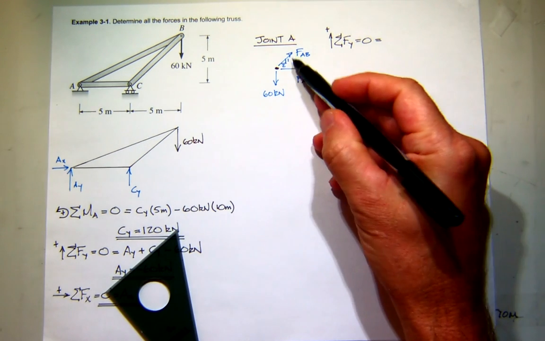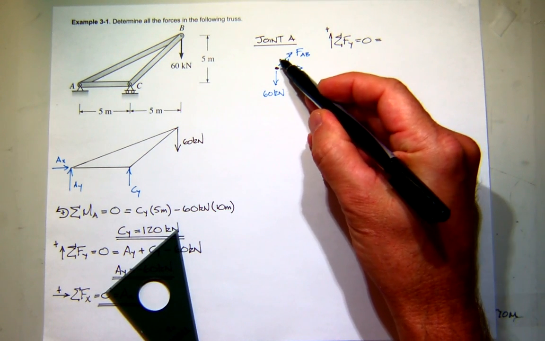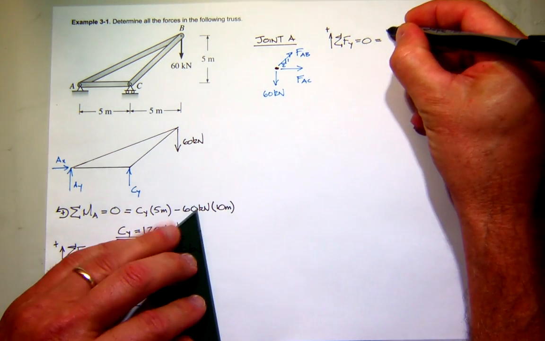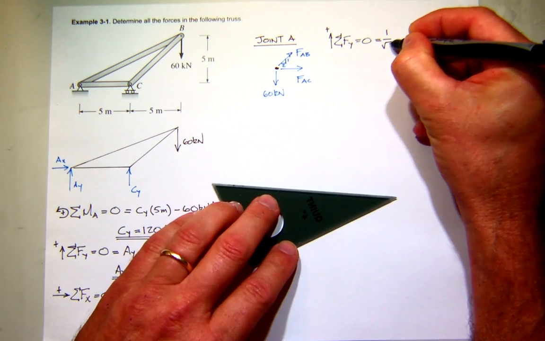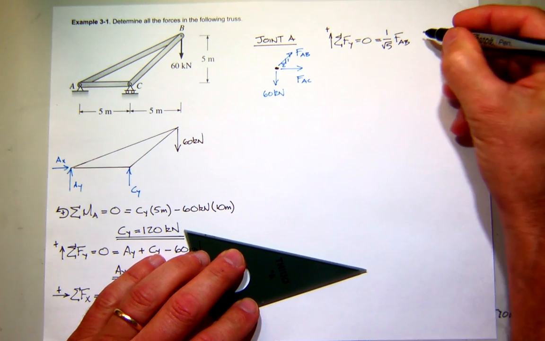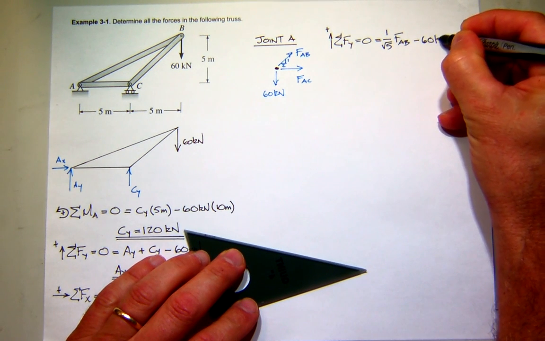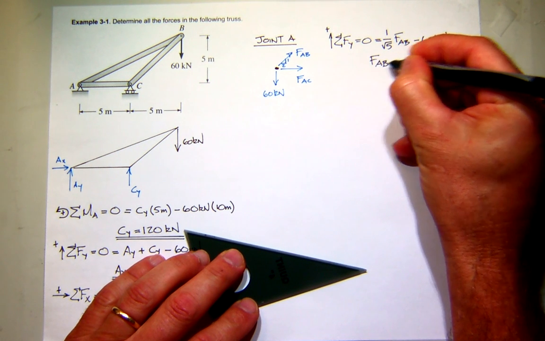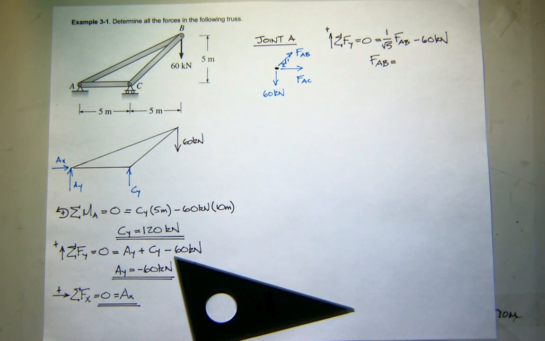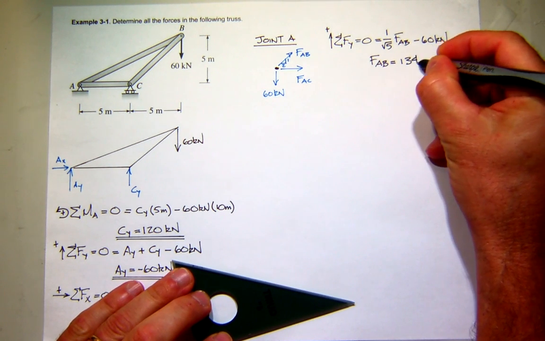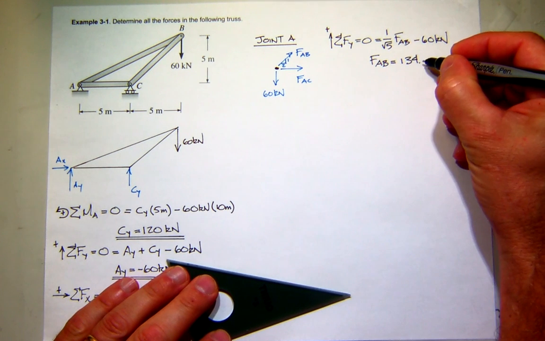Okay, what is the Y component of this? Well, if you do Pythagorean theorem, the hypotenuse should be the square root of 5, right? So the vertical force should be 1 over the square root of 5 times FAB. And it's acting up. And then I've got my 60 kilonewton force acting down. So I should be able to solve for FAB. It looks like it's going to be positive, and I don't know what 60 times the square root of 5 is. 130 something? 134.16. Well, I'll just say 134.16.